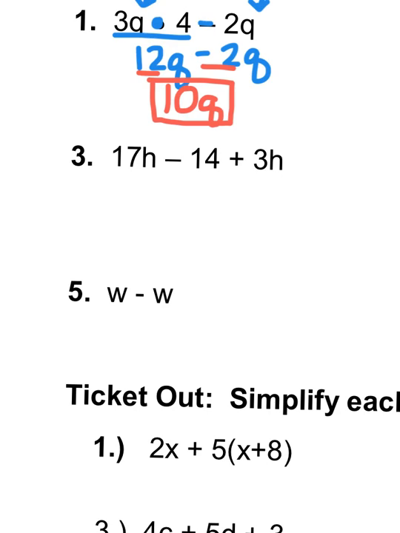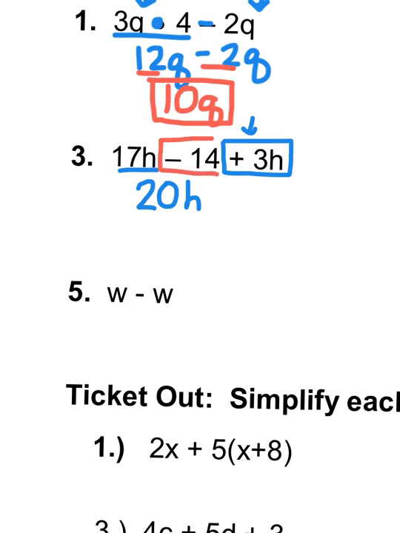On number 3, we have addition and subtraction, but not all of them are like terms. We have 17h here, and then this is where students get confused. Is it plus 3h or minus 3h? Well, if you box the sign in front of the h, then you'll be able to tell. This is adding, so we will have 20h. 17 plus 3 is 20. Don't forget about that 14, but notice it's not plus 14, it's minus 14. So that is our final answer.